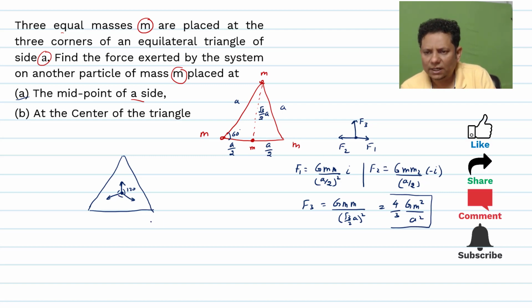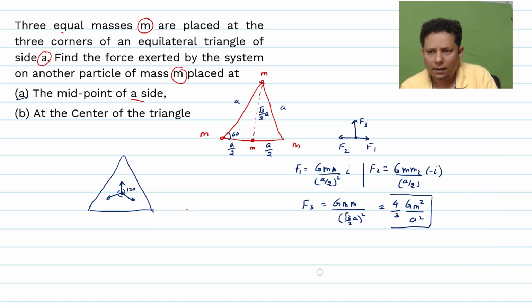Just for the sake of this question, let's calculate this value. As we know, the centroid divides this line in the ratio of 1:2, which we have studied in the earlier classes of 9th and 10th. Let's call the distance between these two masses R. R will be equal to 2 by 3 multiplied by root 3 by 2 a. I'm sure you must have studied this in class 8th or 9th. So this will be equal to a divided by root 3.